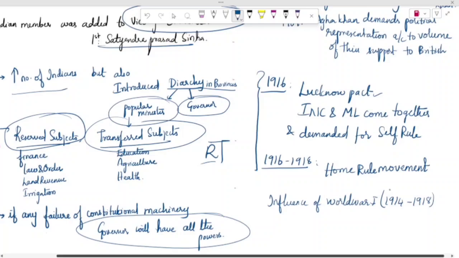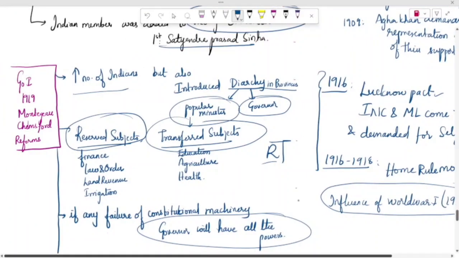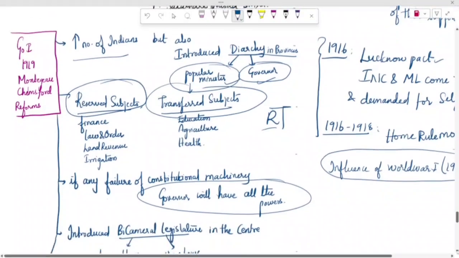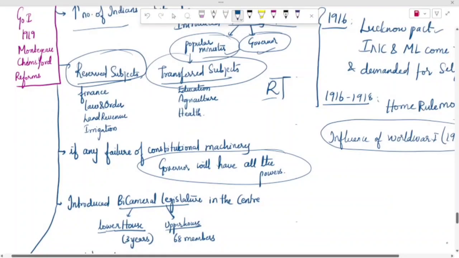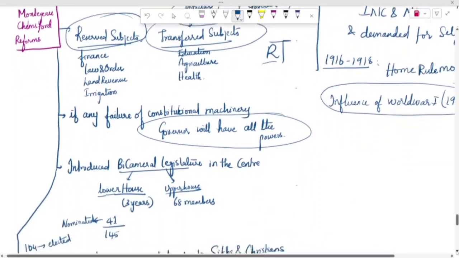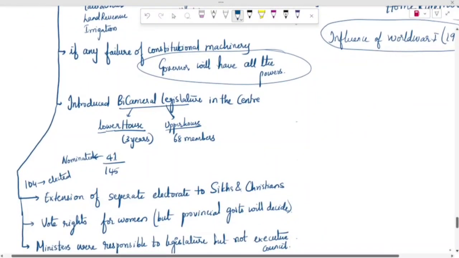Under the influence of World War I, they needed the help of Indians. From 1914 to 1918, Indians helped them in World War I. So at that point of time, they needed to do something. The simple thing they told was that they were increasing the number of Indians. And to make it more complex, or to make it look good, they said that there would be diarchy in provinces, with a popular minister and a governor. And to keep the power with them, they gave more powers to the governor through the reserved subjects, namely finance, law and order, land revenue and irrigation, which are the main subjects to administer the state.